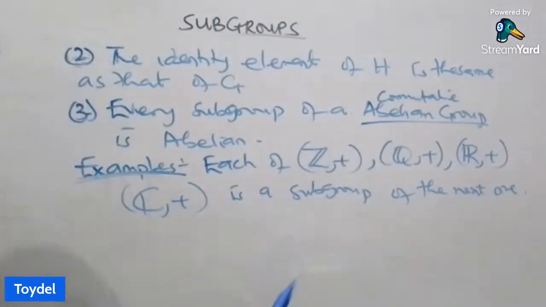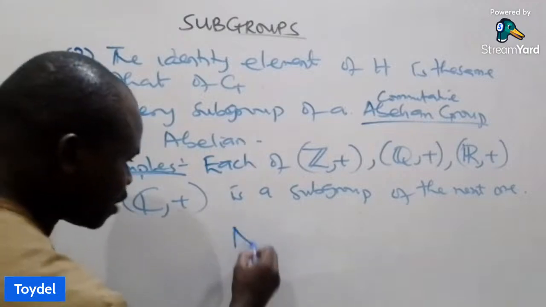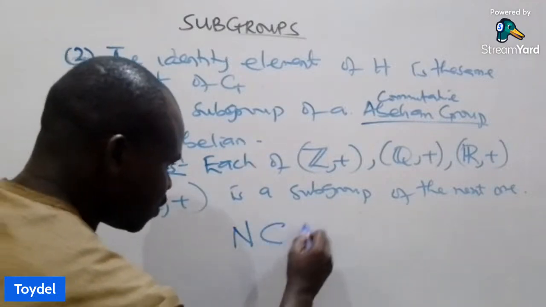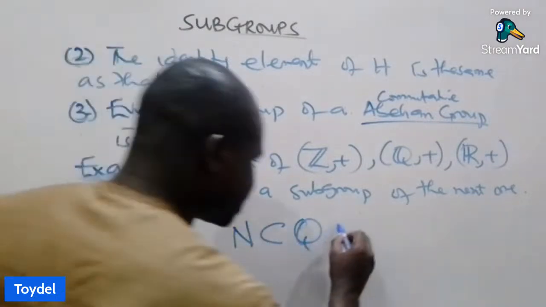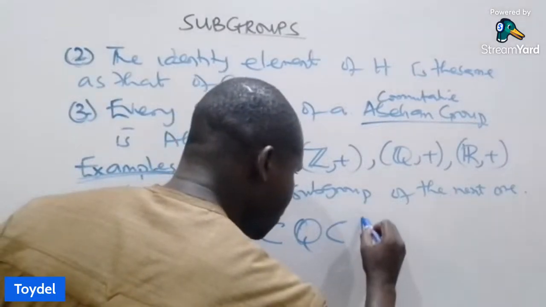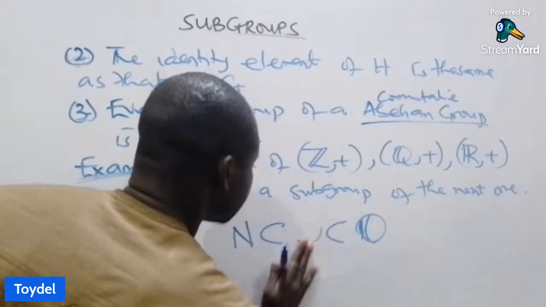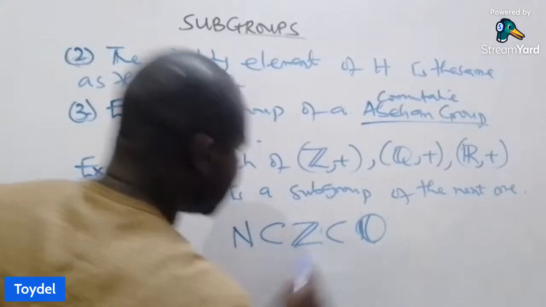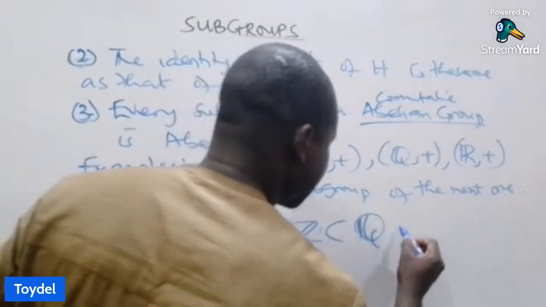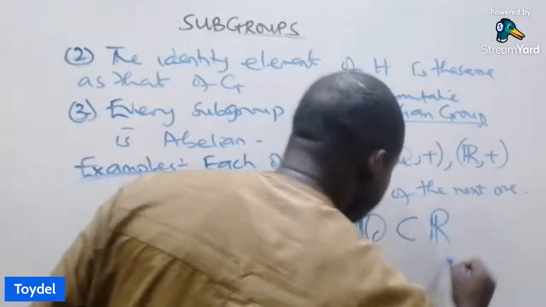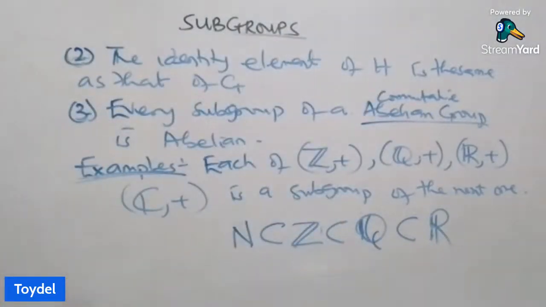When I introduced sets of numbers, I said natural numbers are a subset of integers, integers are a subset of rational numbers, rational numbers are a subset of real numbers, while real numbers are a subset of complex numbers. Complex numbers are the largest set under consideration because they have both real and imaginary parts. So please note the following.